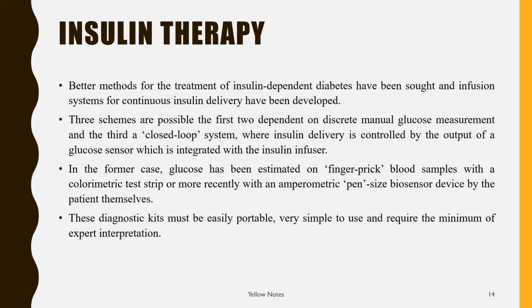Insulin therapy. Better methods for the treatment of insulin dependent diabetes have been sought, and infusion systems for continuous insulin delivery have been developed. Three schemes are possible for the same. The first two are dependent on discrete manual glucose measurement, and the third is a closed loop system where the insulin delivery is controlled by the output of a glucose sensor which is integrated with the insulin infuser.